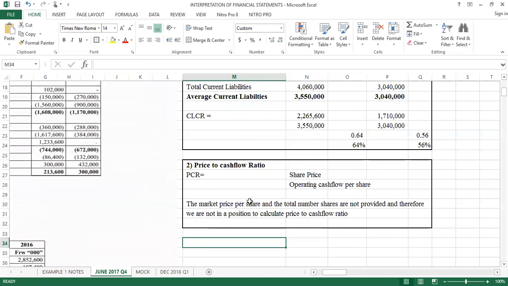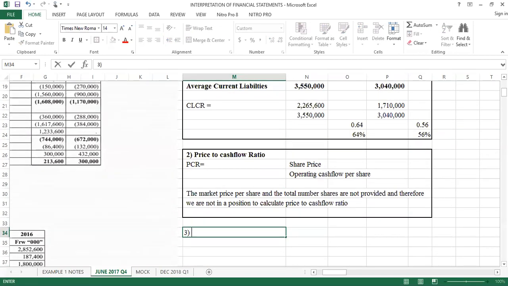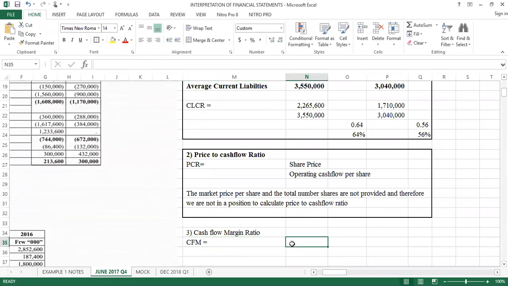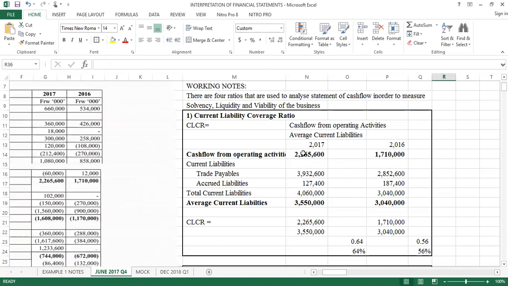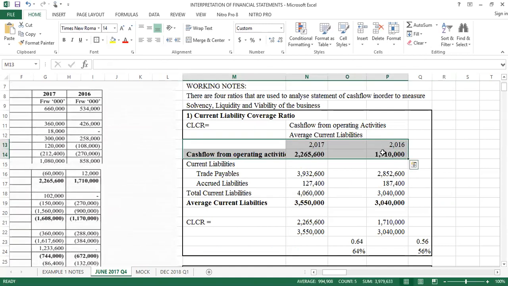Let's go to number 3. What was number 3? Was it cash flow margin ratio? So cash flow margin is equal to, what did we say? Cash flow from operating activities divided by net sales. I think these ones were given. Were we given net sales? I think we were. So if we were given, we can copy this.